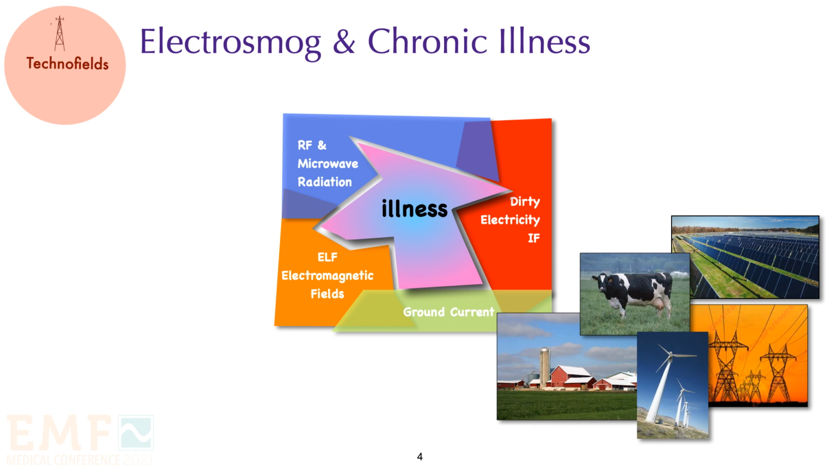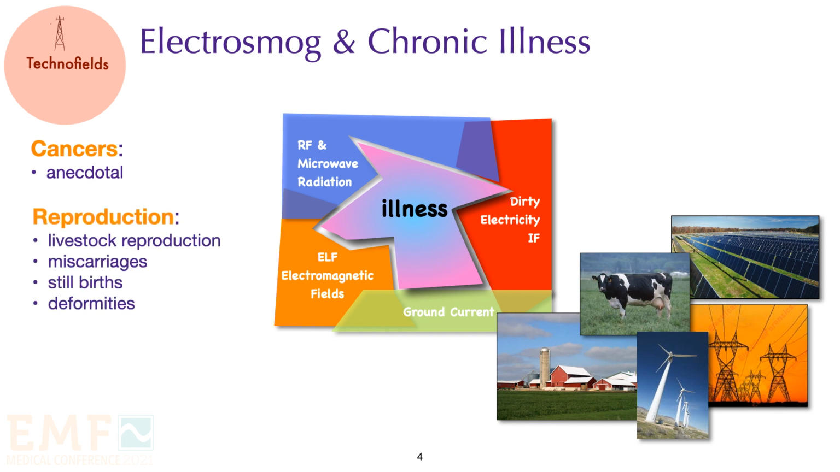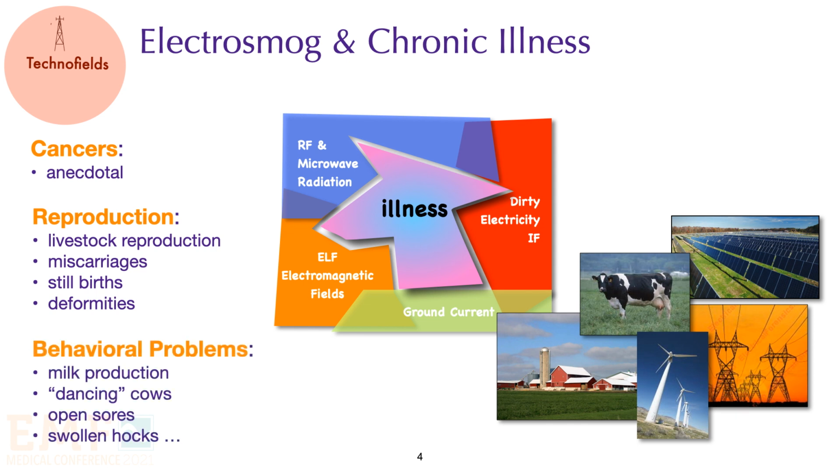Ground current pollution has been around since at least the 1940s and was first noticed on farms, but this is a problem in urban settings as well. We have anecdotal evidence that it can contribute to cancer. Most of the research shows adverse reproductive effects on farm animals, and these animals also demonstrate behavioral problems.